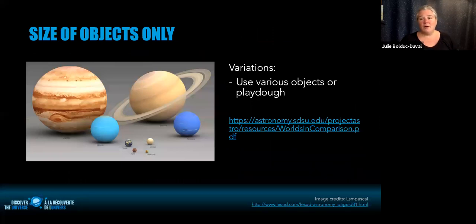You could also create just a model of the size of the objects, not so much the distances, but just the size of the objects. As you can see from that image, it is pretty impressive to see how small the Earth is compared to Jupiter, for example. You can use various objects or Play-Doh. The activity that's there is using Play-Doh, and I love it. It's a very interesting activity to do as well, because you realize, if you start with a big chunk of Play-Doh, most of it will end up in Jupiter and then Saturn, and then you're just left with leftovers for the smaller planets. It's pretty impressive.